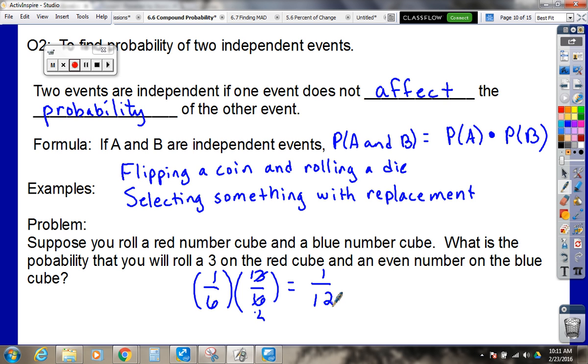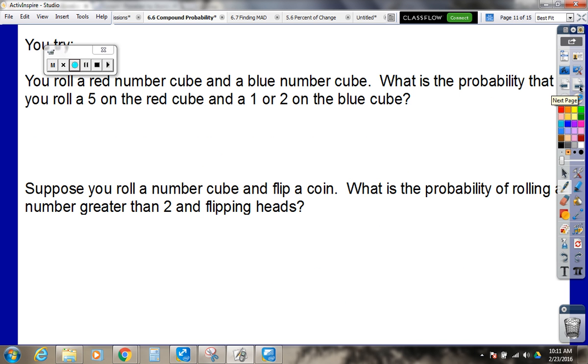Okay, let's take a look at some other examples. You roll a red number cube and a blue number cube again, normal 6-sided cubes. What is the probability that you roll a 5 on the red cube and a 1 or 2 on the blue cube? Olivia, what's the probability that you're going to roll a 5 on the red cube? How many 5s are on the cube? 1 out of how many total numbers? How many numbers are on a die? 6. So 1 out of 6.